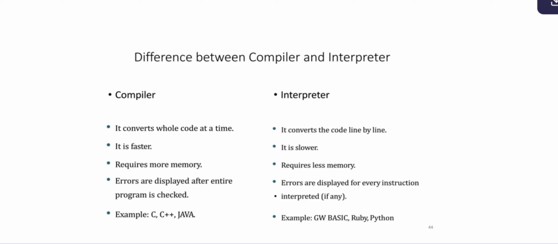When it comes to interpreters, it converts the code line by line, and it is slower, right, and requires less memory. Errors are displayed for every instruction interpreted, if any. And the examples of interpreter we have are GW Basic, Ruby, and Python.